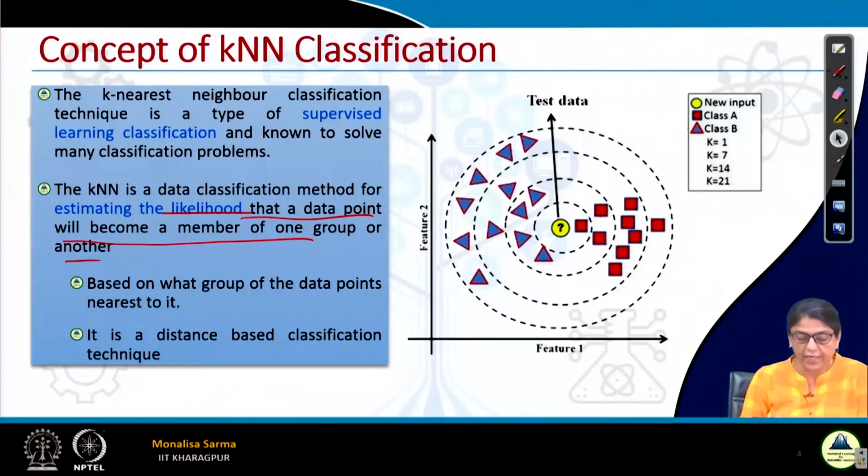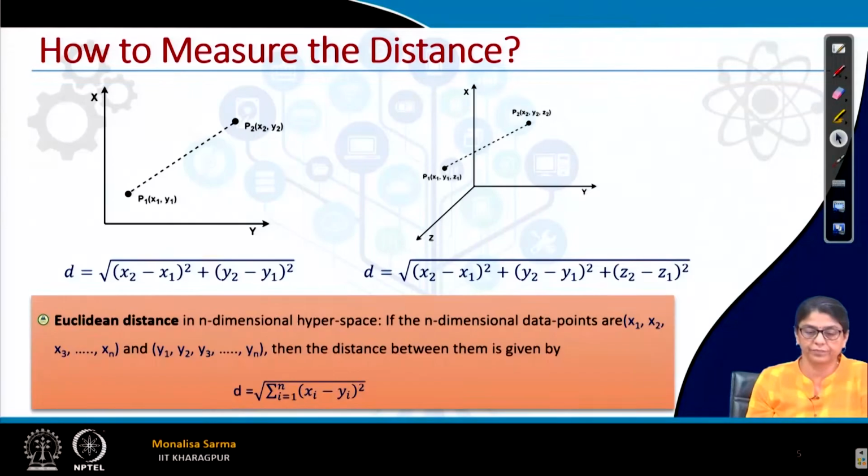So that's how we estimate the likelihood that a data point will become a member of one group or another. How will we estimate it? By finding the Euclidean distance between these two observations. Based on this Euclidean distance, we will tell which group this test data belongs to. We classify the data based on the group to which this data point is nearest, and it is a distance based classification technique, as we have already mentioned.